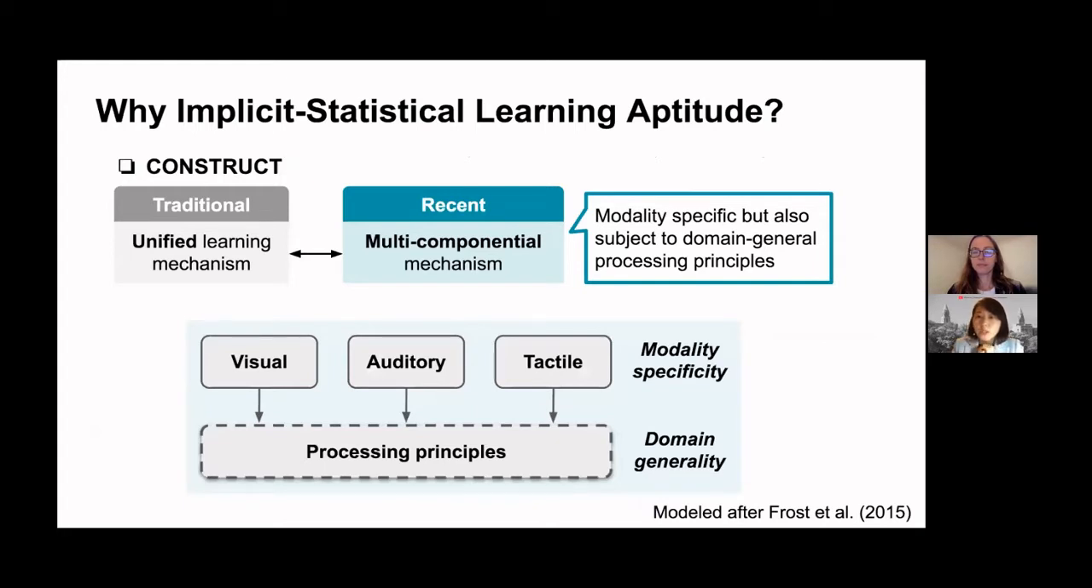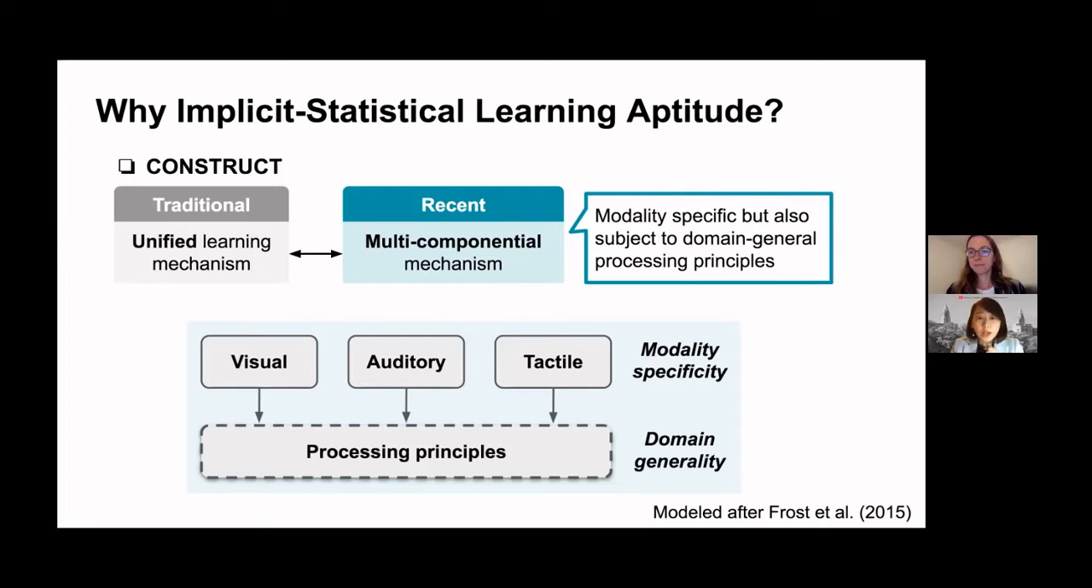So I would like to talk a little bit about the constructs of implicit statistical learning aptitude. Traditionally, the skill has been conceptualized as a unified construct where learning from different modalities, such as through vision or audition or the sense of touch, are interrelated, and there is therefore a common learning mechanism that helps extract patterns across these different modes of input.